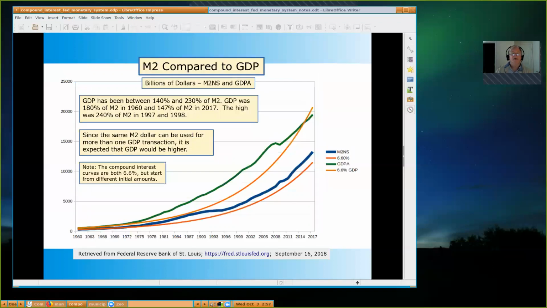Okay, now in this slide, we compare M2 to GDP. Both of them have a 6.6% curve. That's the red and orange lines there. But the GDP number begins at a higher number. So since it started at a higher number, it's increasing a little bit more as it goes on.